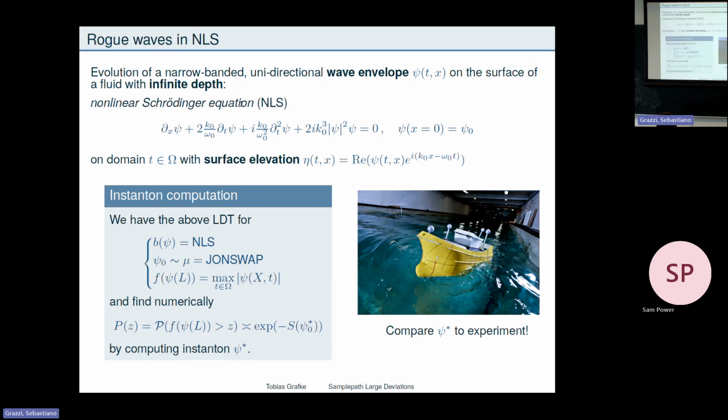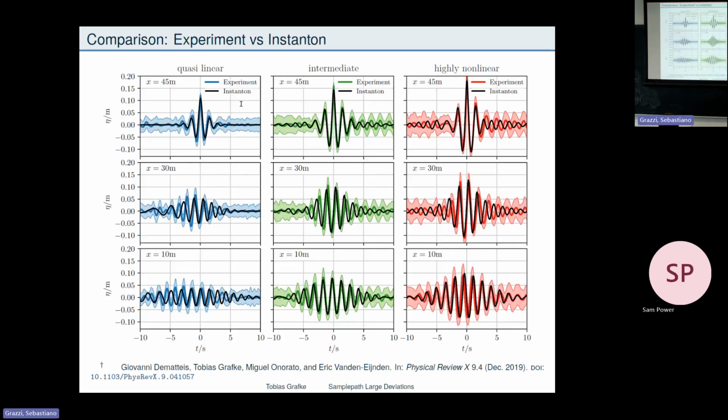And I want to compare this minimizer psi to the experiment. So here's what comes out. This is a bit much to digest in one go. So I have 3 columns in 3 colors. This is a regime that's basically linear, a regime that's highly nonlinear, and a regime that's intermediate. This is just referring to the parameters of the initial condition. And then this is at the different probes.